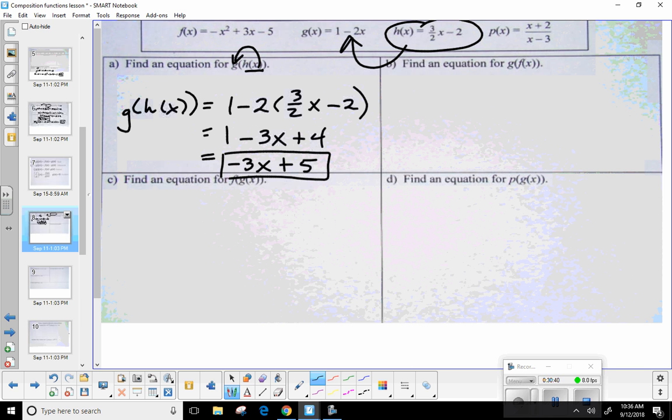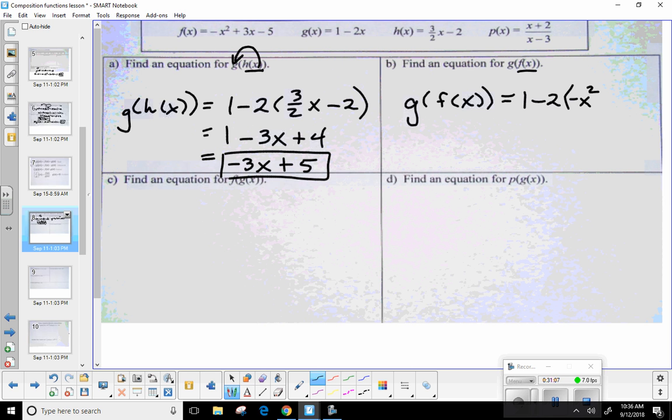Well, let's try B. Find an equation for g of f of x. Now, am I going to plug g into f or f into g? Okay, f into g, because f is my inside function. So, again, I've got function g, 1 minus 2x, g of f of x equals 1 minus 2 times negative x squared plus 3x minus 5. Okay. So I plugged f into g, and then now we just simplify.